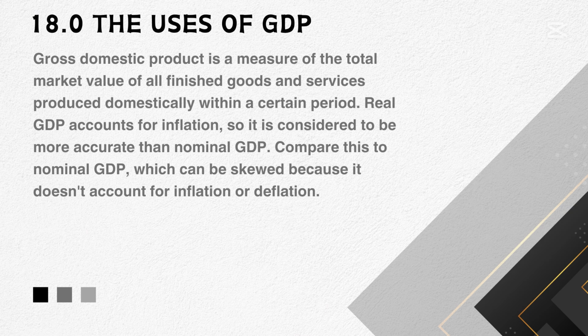Okay, now real versus nominal GDP. Real GDP is adjusted for inflation, so it gives a more accurate picture of economic growth. Nominal GDP doesn't account for inflation, so it can be misleading if prices are rising or falling. For example, if GDP goes up, is it because the economy actually grew, or just because prices got higher? That's why real GDP is usually more reliable.